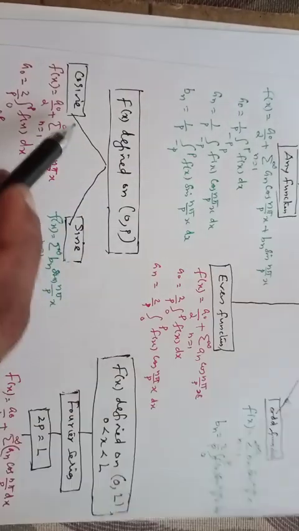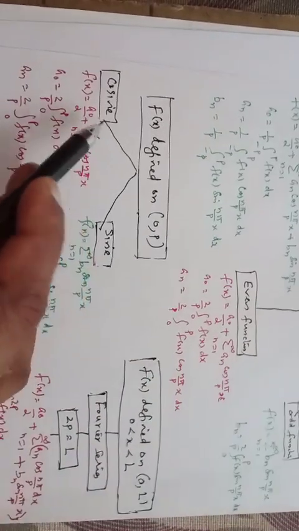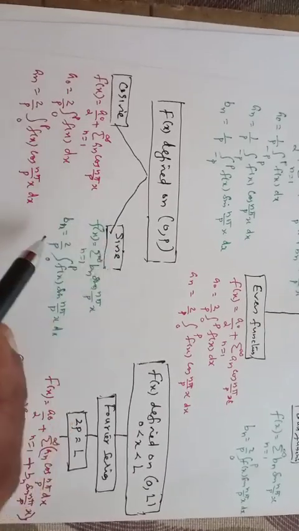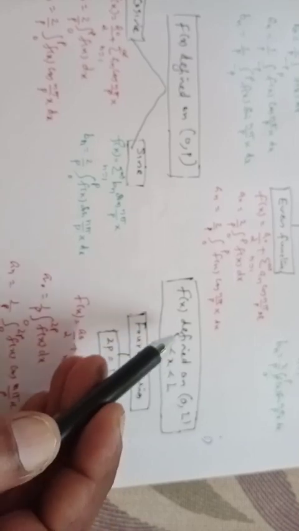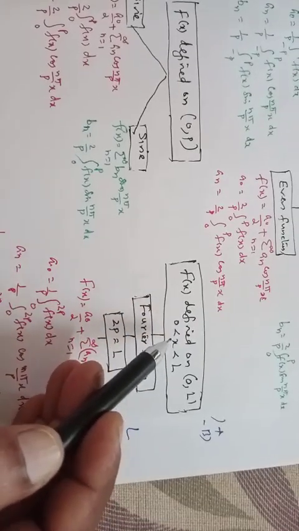If we are asked to find the cosine or sine separately, for cosine this is the formula, for sine this is the formula. And different from this, if it is asked to find the Fourier series, in that case we have an adjustment.